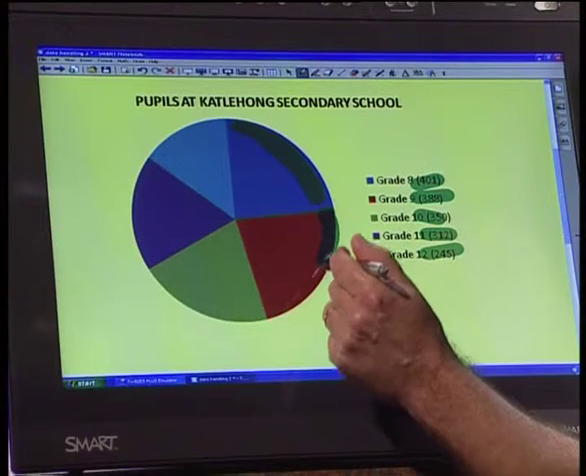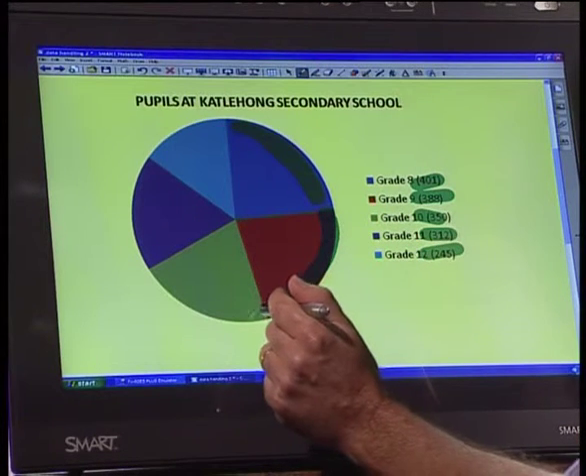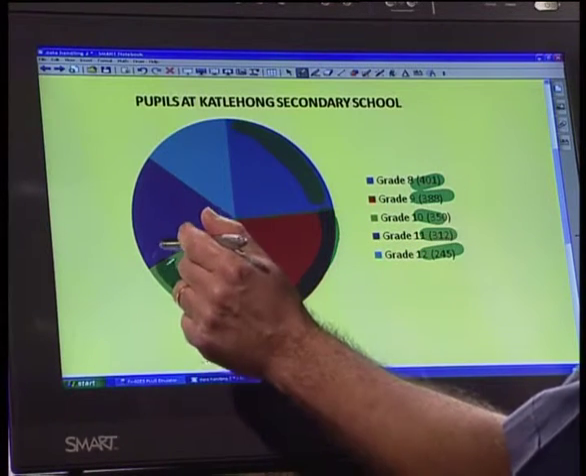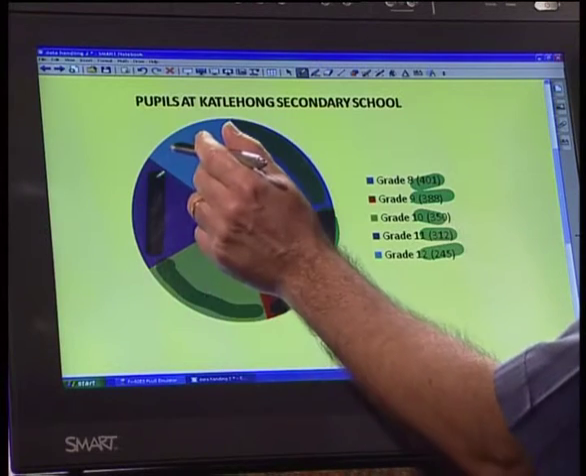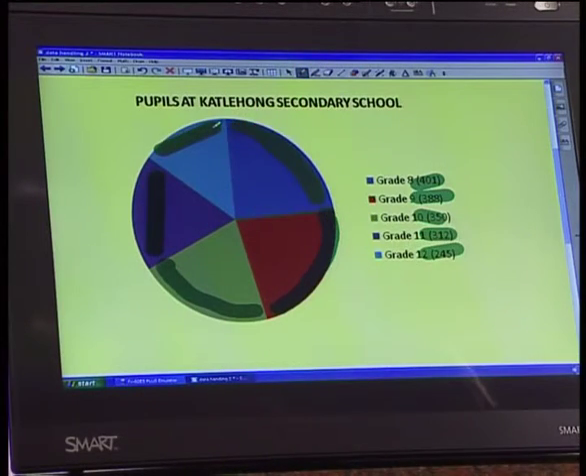This is the grade 9 section. This is the grade 10 section. This is the grade 11 section. And this is the grade 12 section. Now you might be asking, well, how did we draw these lines in? Is it just a random choice? The answer is no. There's a very specific mathematical method of doing this.